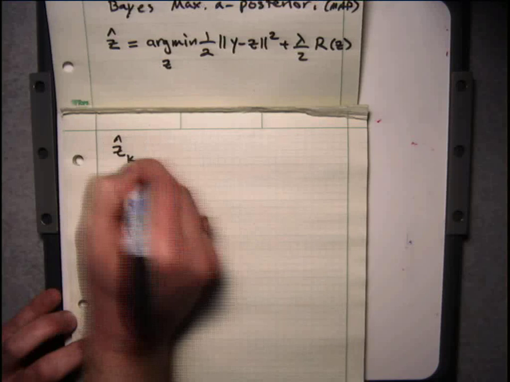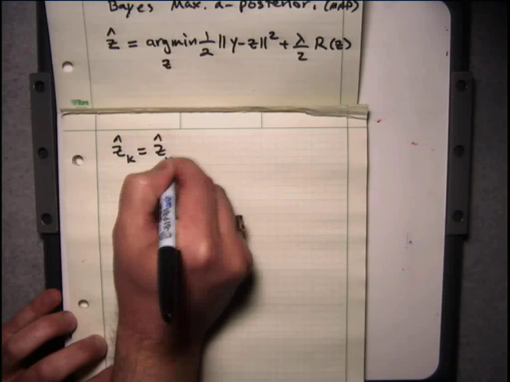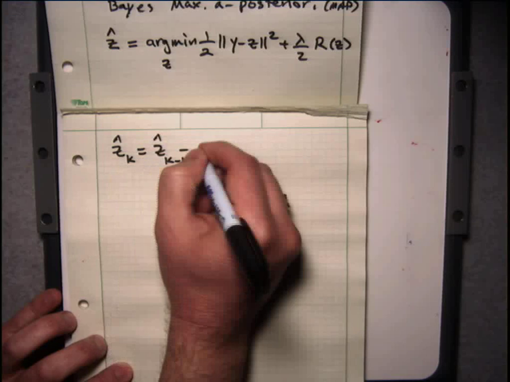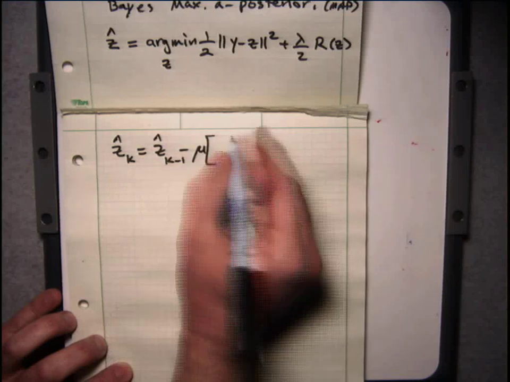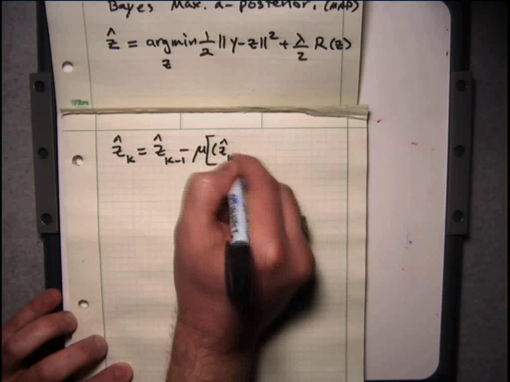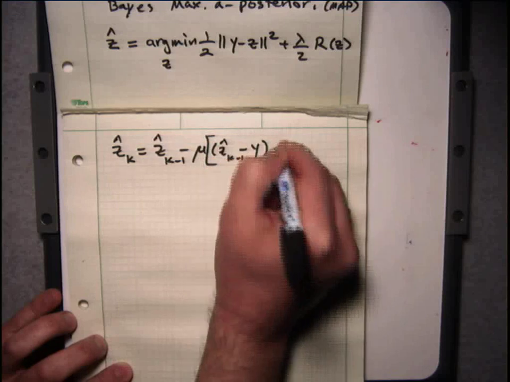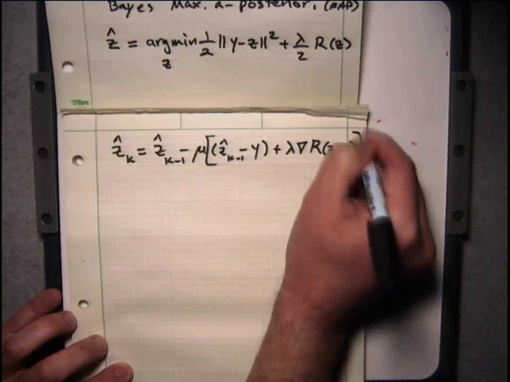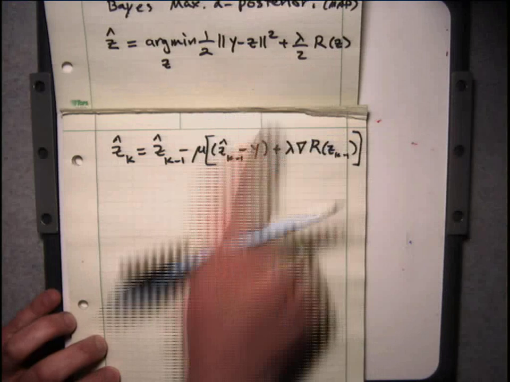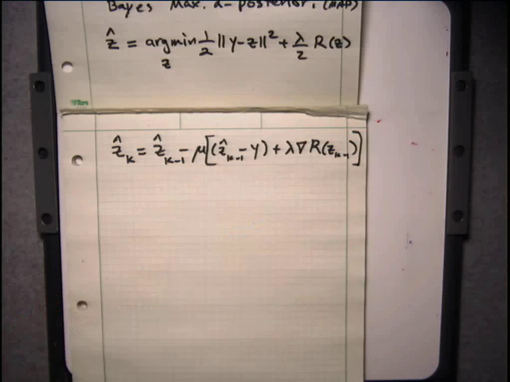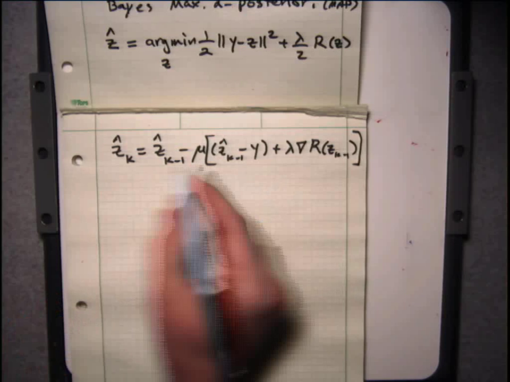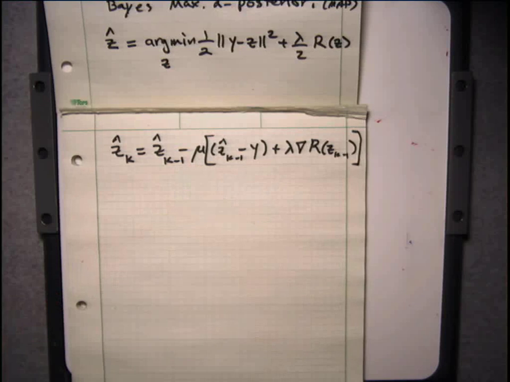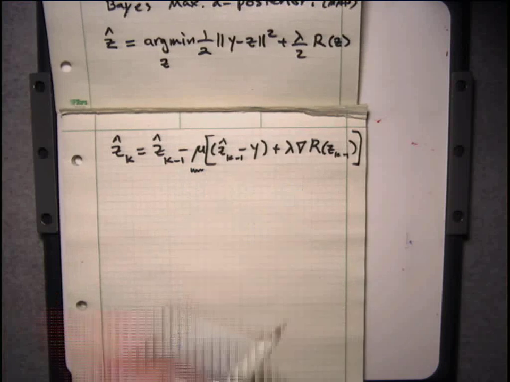z hat k is equal to z hat k minus 1 minus mu. This mu is called the step size. We'll get rid of it in a second. And z hat k minus 1 minus y plus lambda times the gradient of r at z hat k minus 1. Okay, so this is nothing but the gradient of this whole cost function. Minus mu is just the step size, it's just a scalar, and this z hat k minus 1 is your previous iteration. Okay, now we can normalize so that this step size doesn't really play a role. We can just say that's equal to 1.